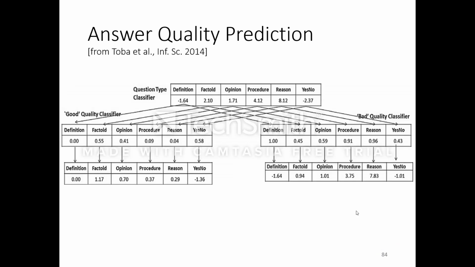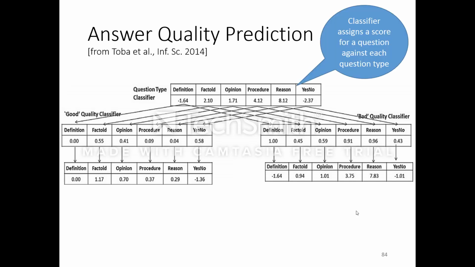Okay, so this is kind of an architecture diagram, or not an architecture diagram. It's basically an illustration of how this one works. So they have a question type classifier at the top, and these are the different question types that they use. One is a definition question, the second one is a factoid question, opinion question, procedure question, reason, yes or no question, etc. And what the classifier basically does is assign a score for each question against a given question type. Okay, it might even assign negative scores, which is slightly tricky, but that's what they do. And then for every question type, you learn a good quality scorer and a bad quality scorer.